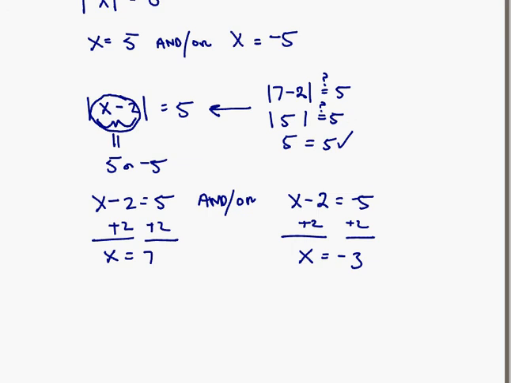So if I said the absolute value of -3 minus 2, does that equal 5? Well, let's see, that's the absolute value of -5. Does that equal 5? And 5 does equal 5. So that also is a check. So we've checked both solutions to make sure that they actually will make the equation a true statement.